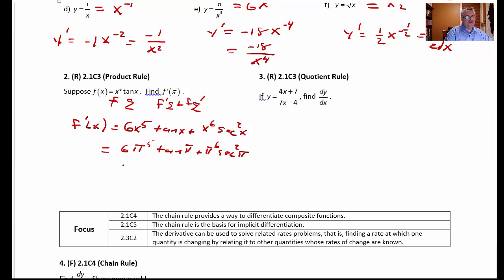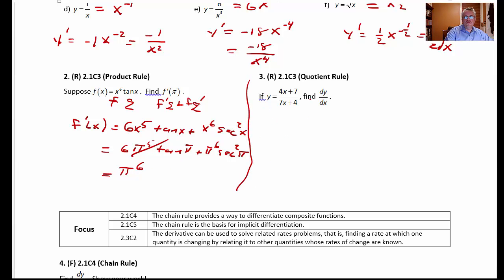Okay, tomorrow I'm only allowing you a scientific calculator. If you left it like that, I wouldn't be too upset. Tangent of pi is 0. Okay, and secant squared of pi is 1. So this term would just be gone. Secant squared is 1, so this would actually just be pi to the 6th if you worked on that.